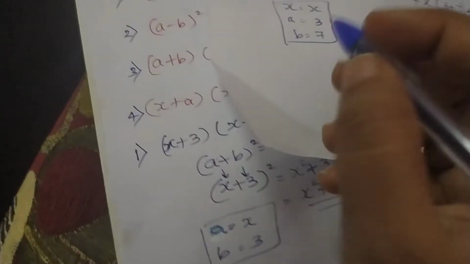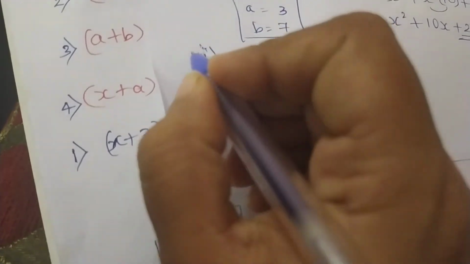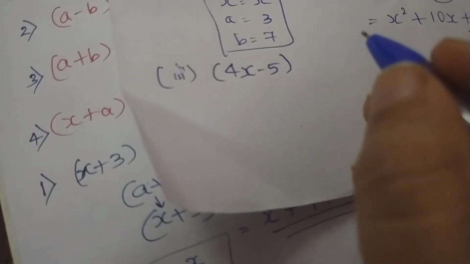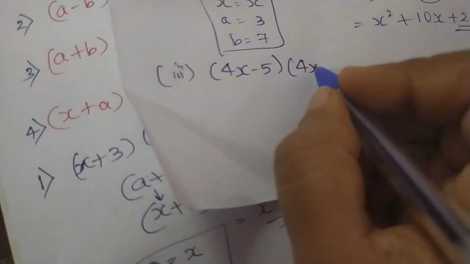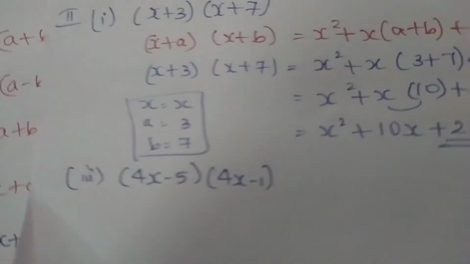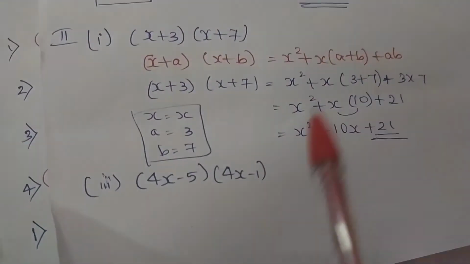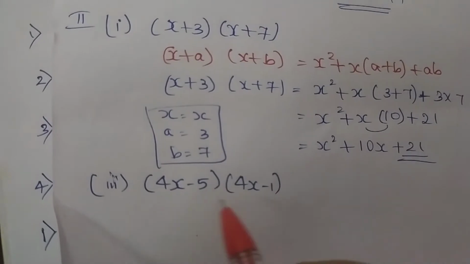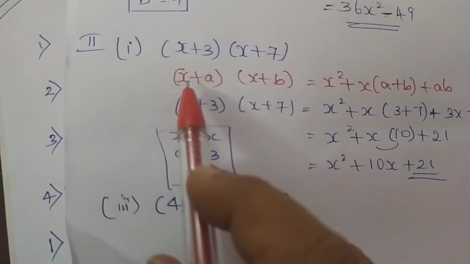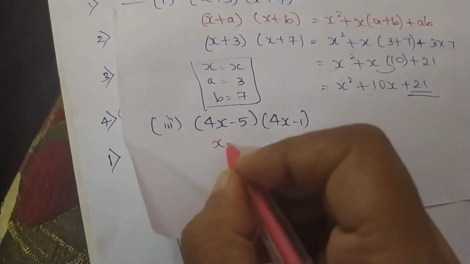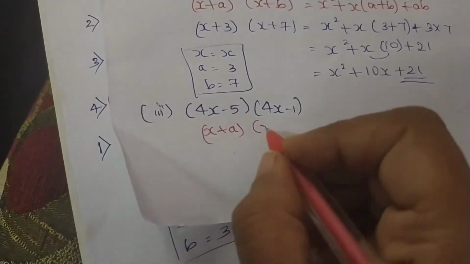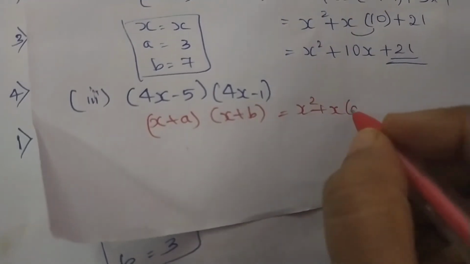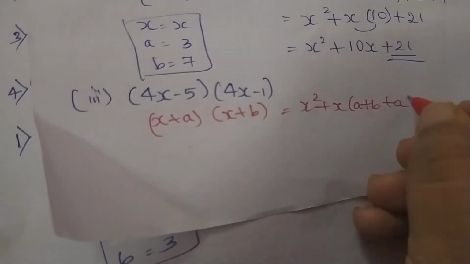Okay, so the third problem says (4x - 5)(4x - 1). See children, this and this are same. First term is same, second terms are different, signs are different. So we will use this formula, because first term is same. So (x + a)(x + b) is equal to x squared plus x into (a + b) plus ab.